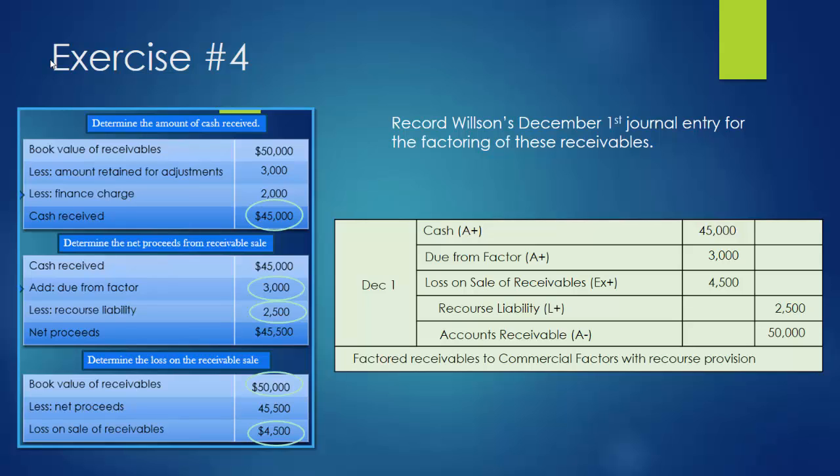So the journal entry to record the factoring of receivables with a recourse provision should always have a debit to the amount of cash you are receiving at the time, a debit to the amount of money that the factor is holding on to for probable adjustments, a debit to whatever your loss is, because you're never going to be selling receivables at a gain. It doesn't work that way. They're always going to give you less than the face value of those receivables. That's how factors make money. A credit to whatever you think the fair value of your recourse provision is, and a credit to accounts receivable at their book value.